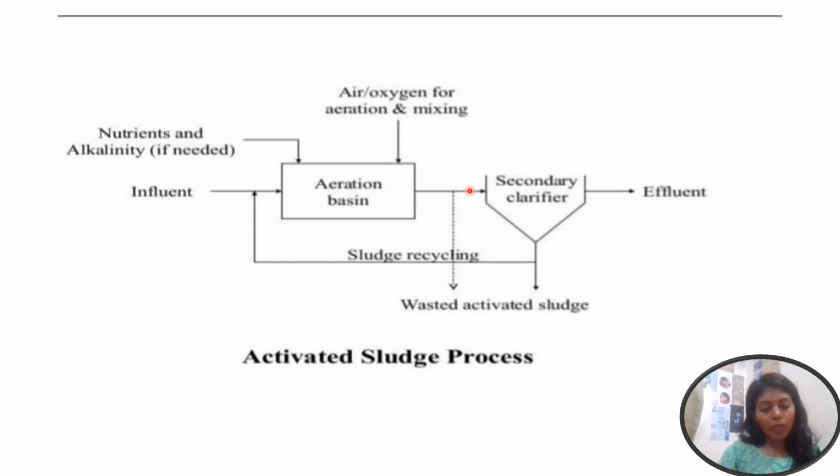Then, as microbes consume organic pollutants, they will multiply and form a floc. Then it is transferred to the secondary clarifier, where the activated sludge or flocs settle to the bottom and the treated water is separated. The effluent moves forward for further treatment, and the activated sludge is recycled back to the aeration basin to make the process very efficient.